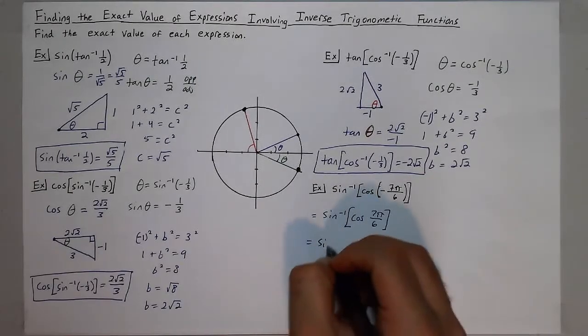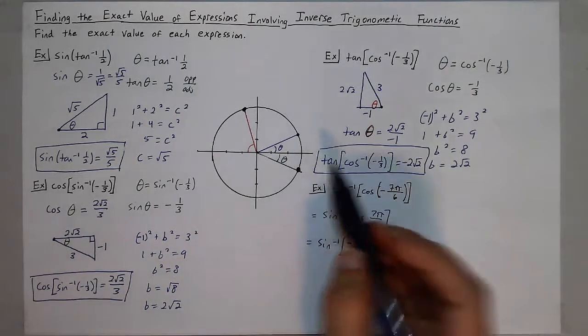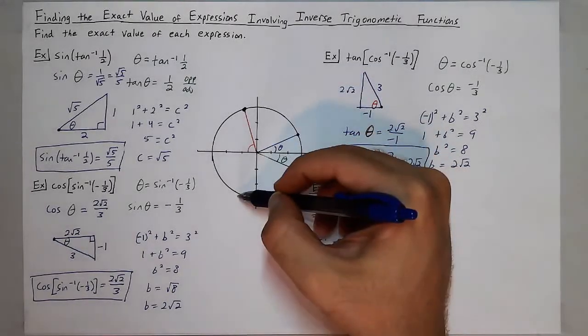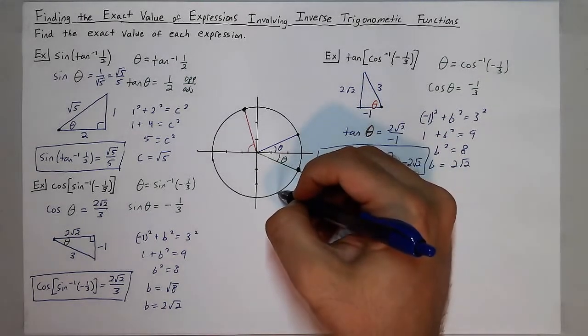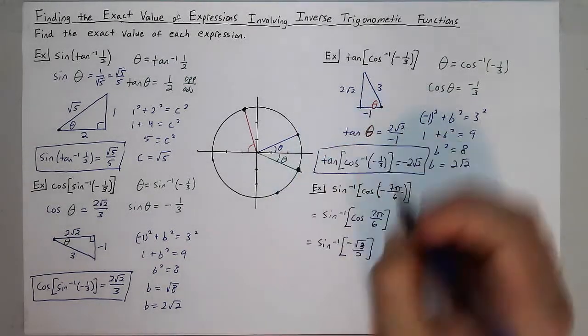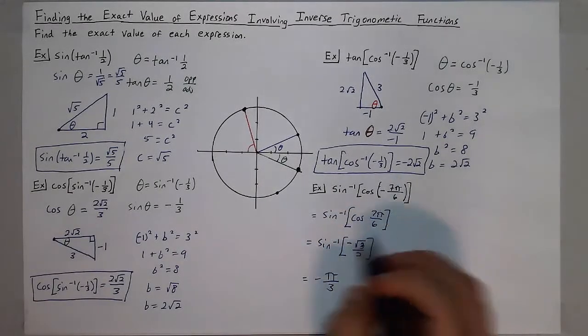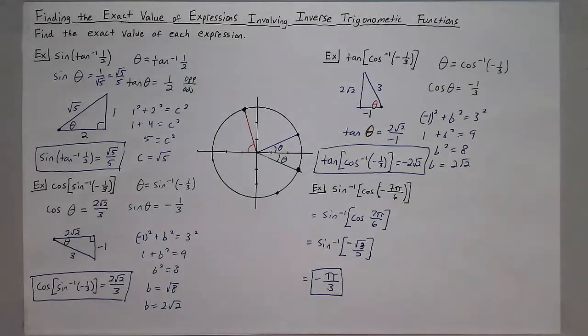So now I have sine inverse of -square root 3 over 2. Now I'm looking, okay, where is sine -square root 3 over 2? Well, that would happen in the fourth quadrant or the third, but I'm going to use the fourth because I know it's the range of sine inverse. It happens at -pi over 3. And that is how you find the exact value of expressions involving trigonometric functions.